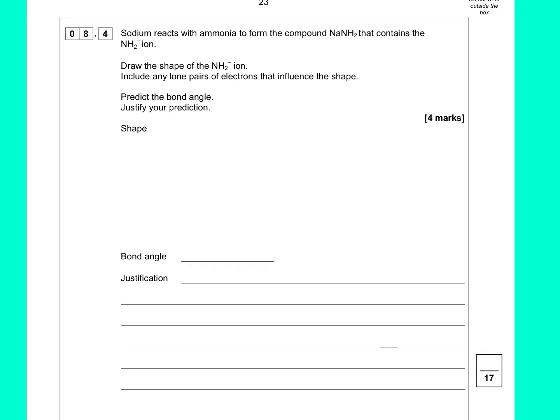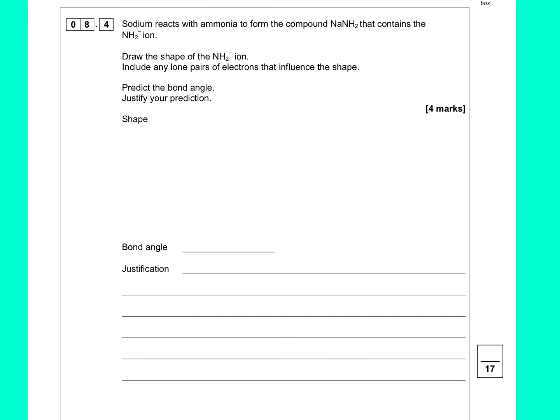So 8.4 is asking for a shape and a bond angle and a justification of the shape. So we're looking at the NH2 minus ion. So first job is to work out all the different electrons. So nitrogen's in group 5, it's got 5 outer shell electrons. It's then going to gain 1 electron from each of the 2 hydrogens. There's a -1 charge, that's an extra electron. So there's 8 electrons in total.